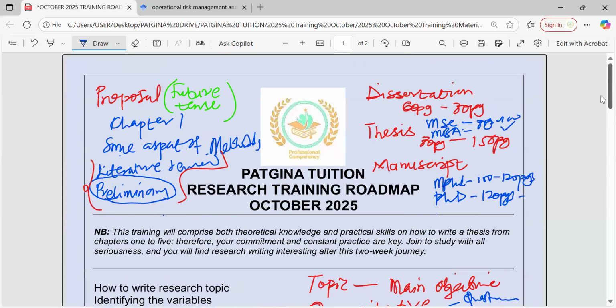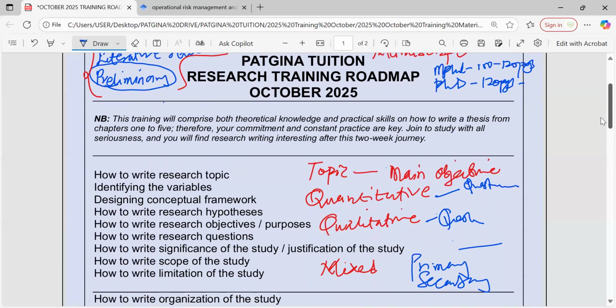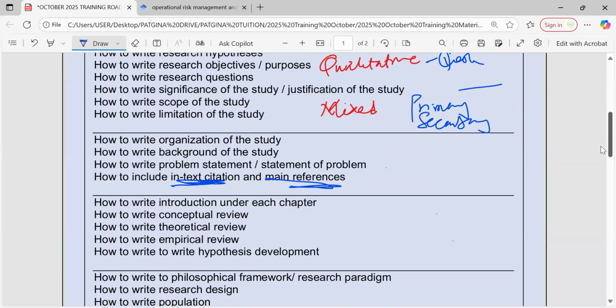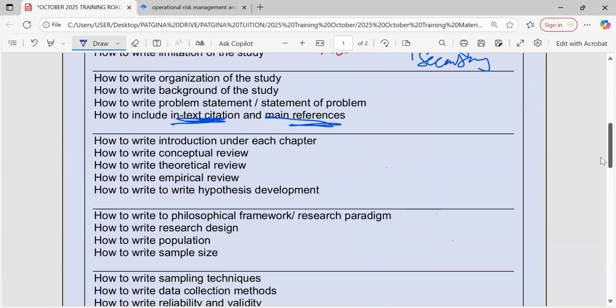So we will pick the structure of a thesis. Chapter 1 is the introduction. Then we come to background of the study, problem statement, research objective. We will teach you the way we write each of them. Then we jump to chapter 2: theoretical review, conceptual review, conceptual framework, empirical review, hypothesis development. We will take you through each of them one after the other, write it for you to see the practicality of it. We also project some sample work for you to see the way we go about them.